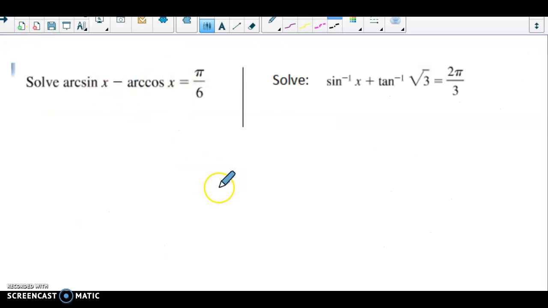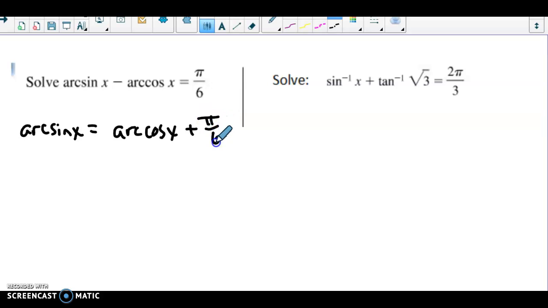Okay. Oh my, here we will definitely want to get the x's on opposite sides here so that we have arc sine x equals arc cosine x plus pi over 6. So I just have one trig function that I have to kind of undo. Okay. I'm going to take the sine of each side. All right. If I take the sine of this side, sine of arc sine, that'll just give me my x.